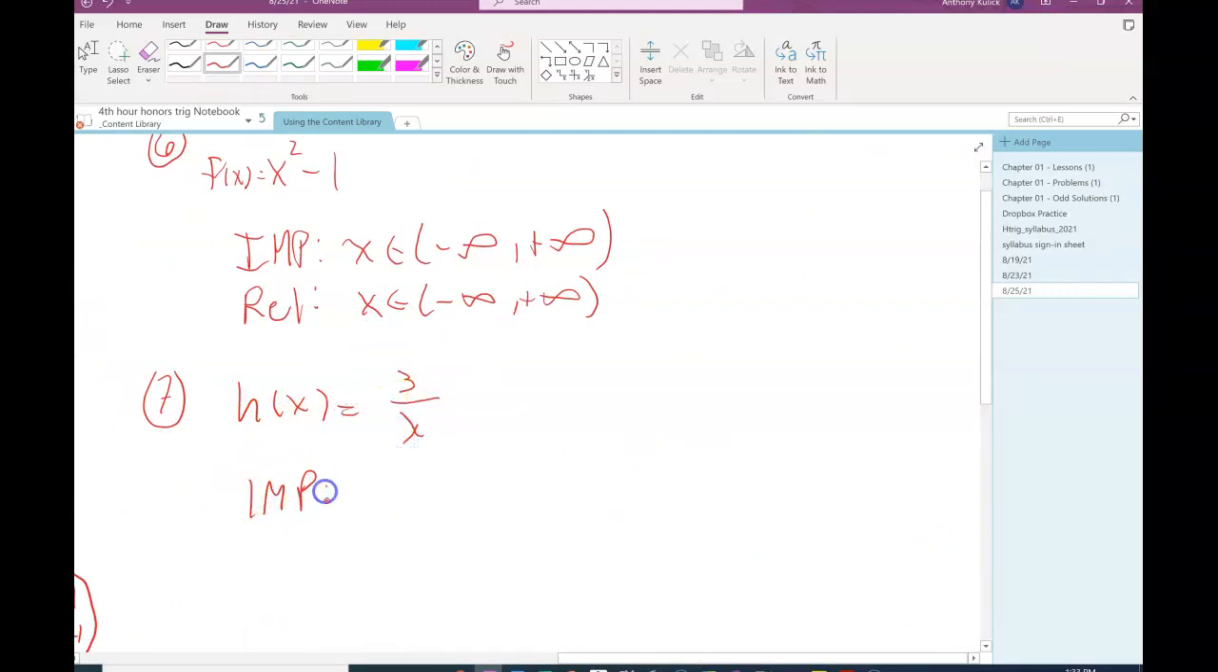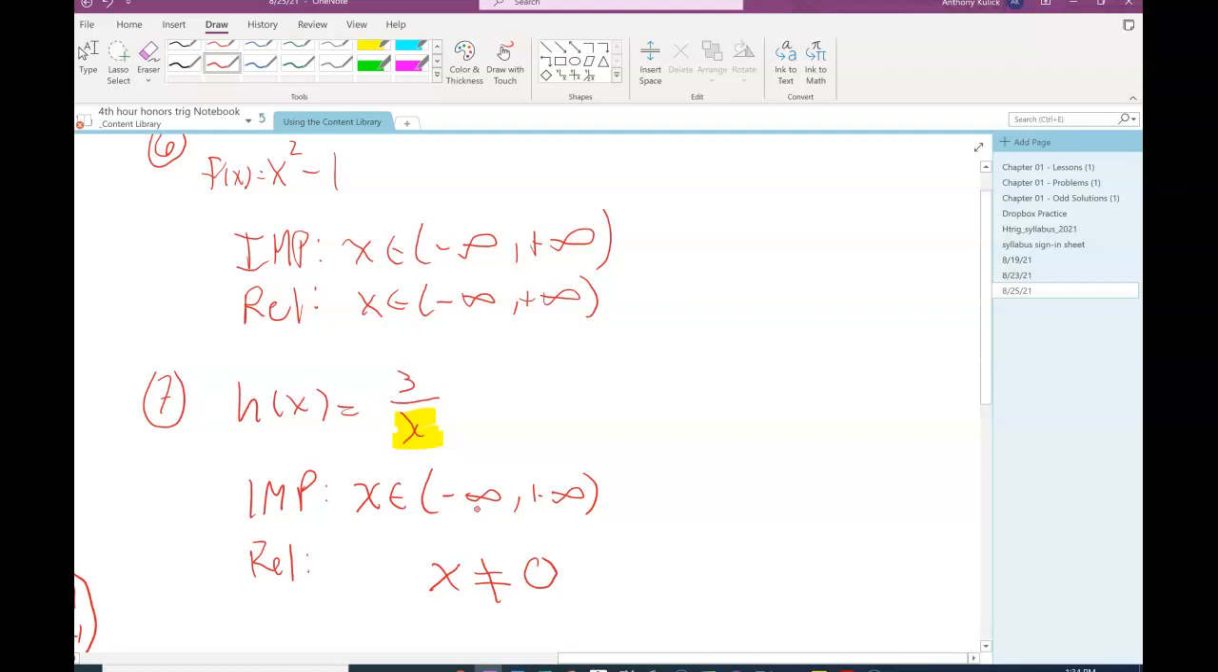So again, there's no context to this problem, so the implied domain is all real numbers. When I look at the relevant domain, I see just one operation. That operation is division, right? Division is a problem if the denominator or the divisor is 0. Agreed? So all I'm going to do is take that divisor or denominator and set it not equal to 0.